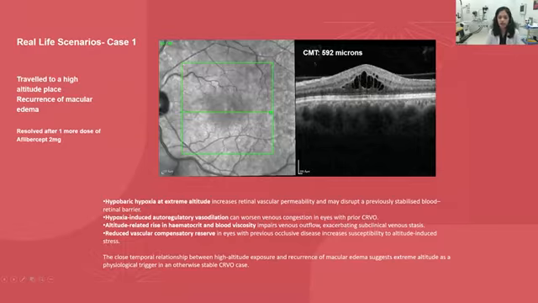But we also have to counsel patients, to tell them maybe not to travel to very high altitude places, because hyperbaric hypoxia or hypoxia-induced autoregulatory vasodilation, an altitude-related rise in hematocrit and blood viscosity, and reduced vascular compensatory reserve in eyes with previous CRVO can lead to recurrence of macular edema. So this could have been a physiological trigger in this patient, and it's important to counsel these patients accordingly, because she was stable for 10 months before this.